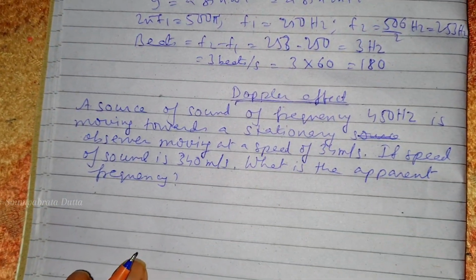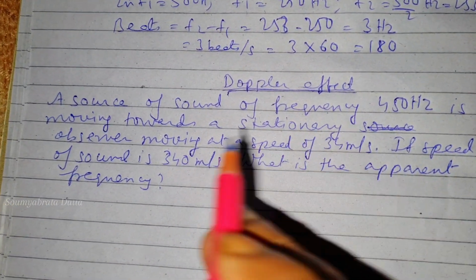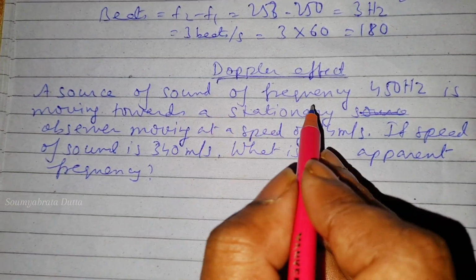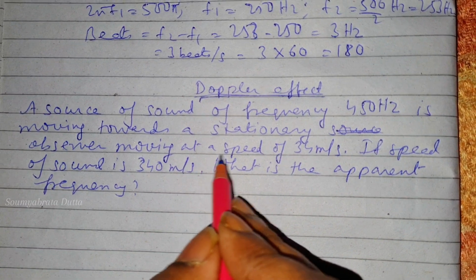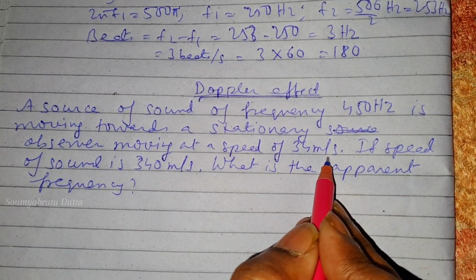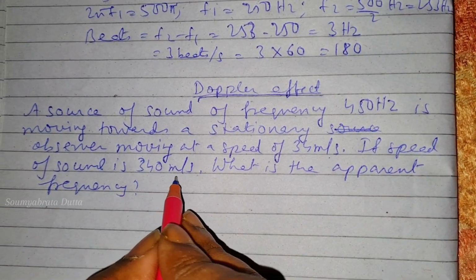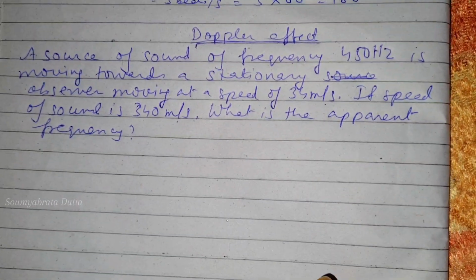The next question we will do is on the Doppler effect. A source of sound of frequency 450 Hz is moving towards a stationary observer at a speed of 34 meter per second. If the speed of sound is 340 meter per second, what is the apparent frequency?